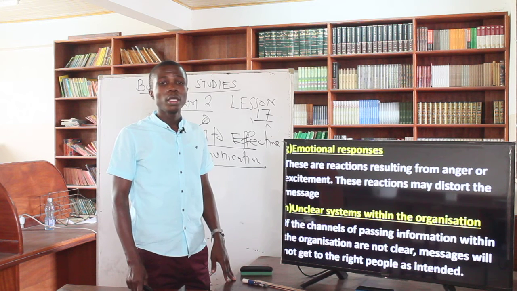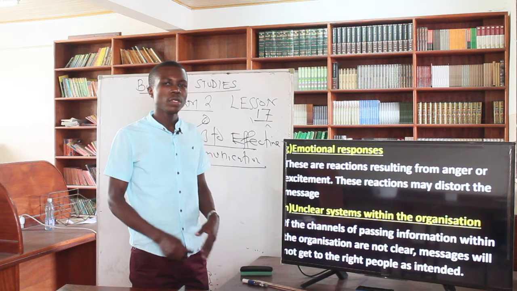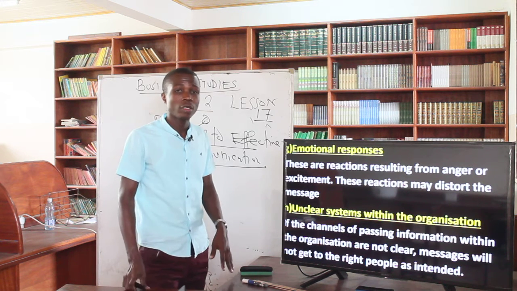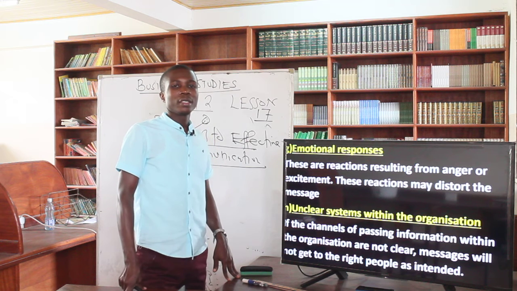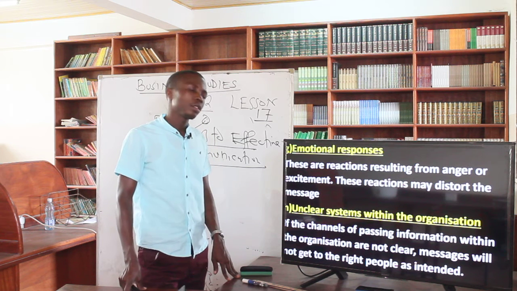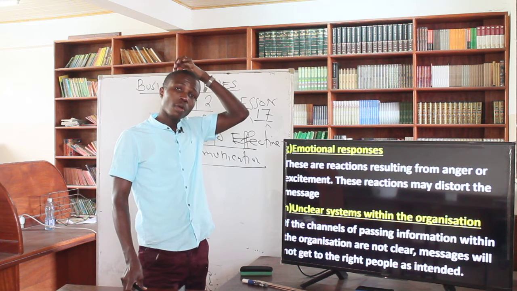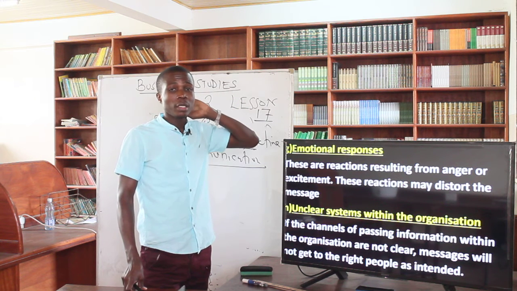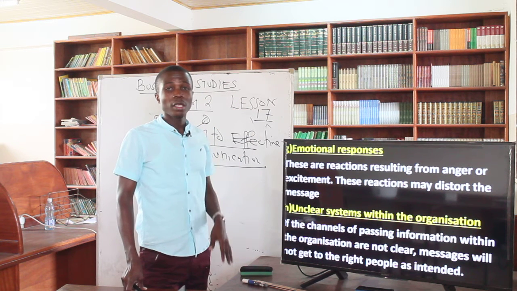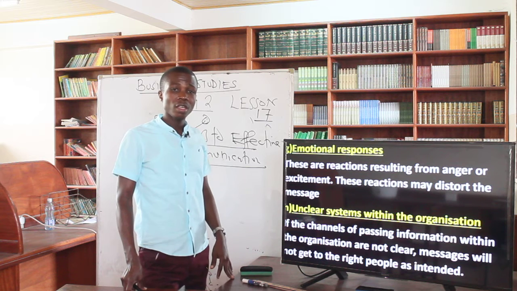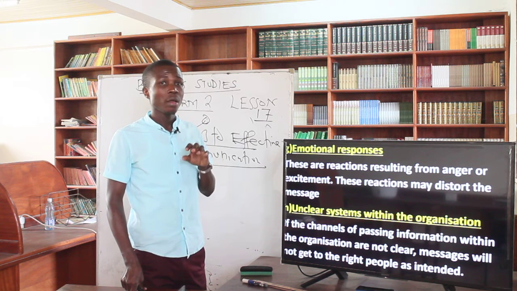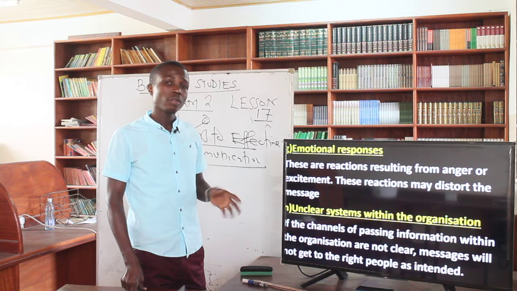Communication. Then the next one is emotional response. These are reactions resulting from anger and excitement. When somebody is excited, too much excitement, or somebody is angry, it may distort the message. Because when somebody is speaking when he's angry, that means everything he is going to respond or give is based not on himself, not his nature, but out of anger.